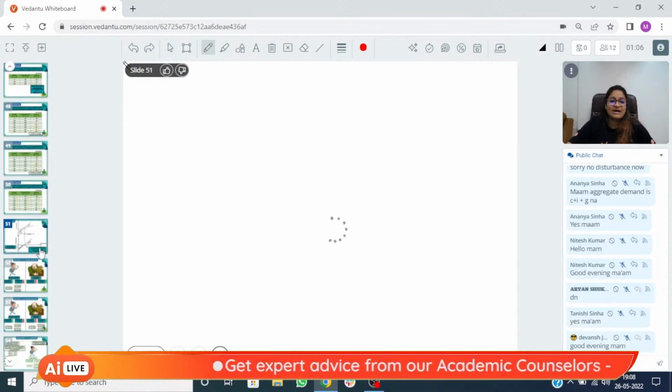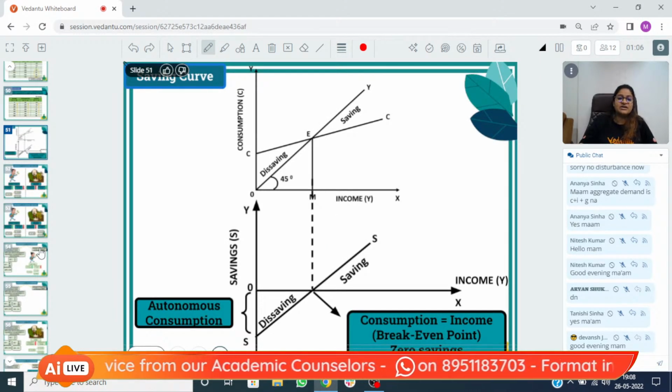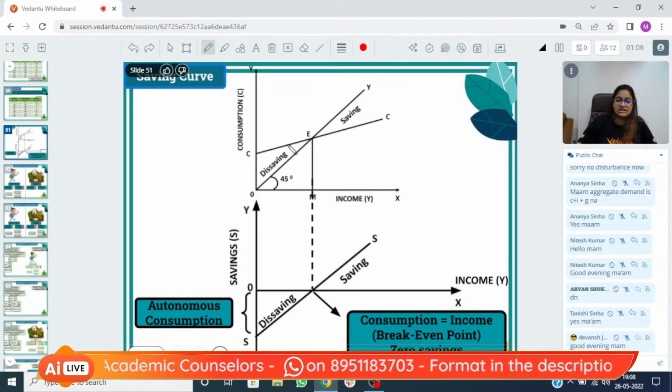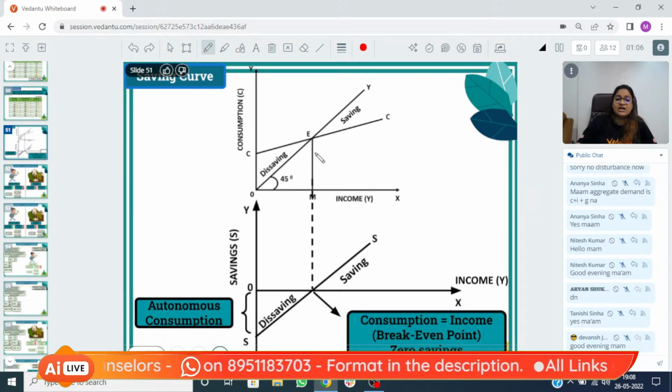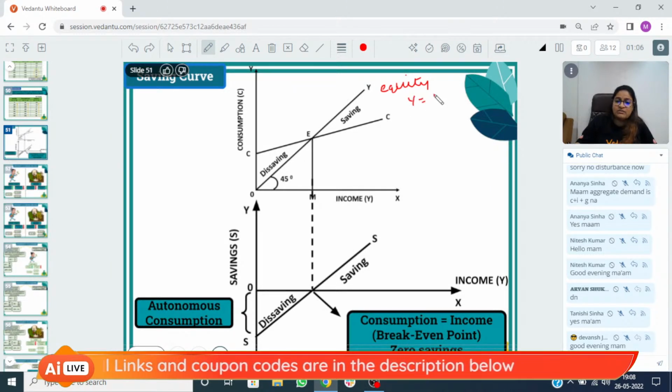When we draw it graphically, we get a curve like this. So here we have the consumption curve. This is our income curve, also called the equity line. On the equity line, at each and every point, income is equal to consumption. Therefore, savings is equal to zero.